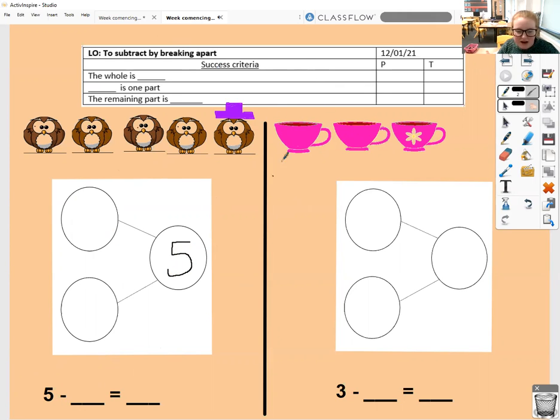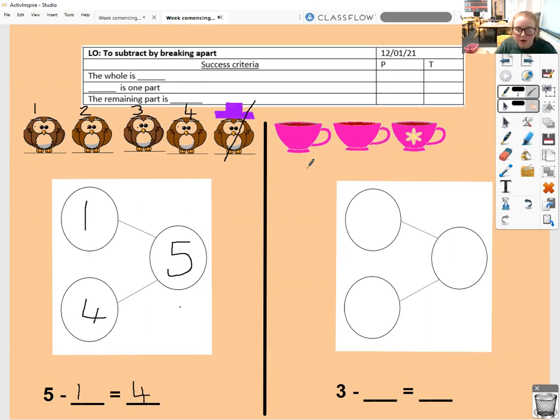How many owls have a hat on? Well, there's 1 there with a hat on, and there's no more. So my first part is 1. So 5 subtract 1 equals, this is the amount of owls that do not have a hat on. So let's count them. 1, oh, let's start over here. 1, 2, 3, 4. 4 owls is my remaining part that do not have a hat on. So 5 subtract 1 equals my remaining part, which is 4.